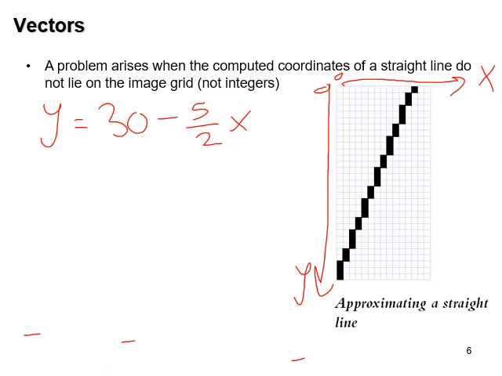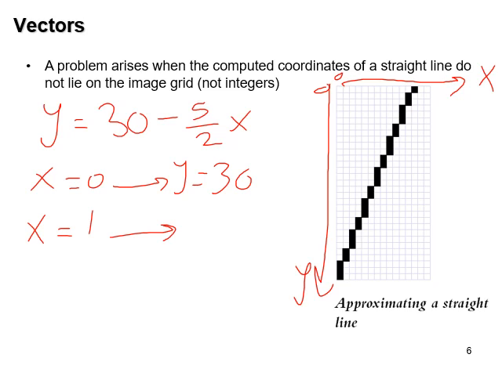What we normally should do is that we should substitute with different values of x. For example, if you put x equals 0, of course you get y equal 30, which is expected. This is one of the endpoints. Now what will happen if you put x equals 1? x equals 1 means this is the point that will lie on the column number 1 on the image. If you substitute with x equals 1, you get y equals 30 minus 5 over 2. So it's 30 minus 2.5, you get 27.5.